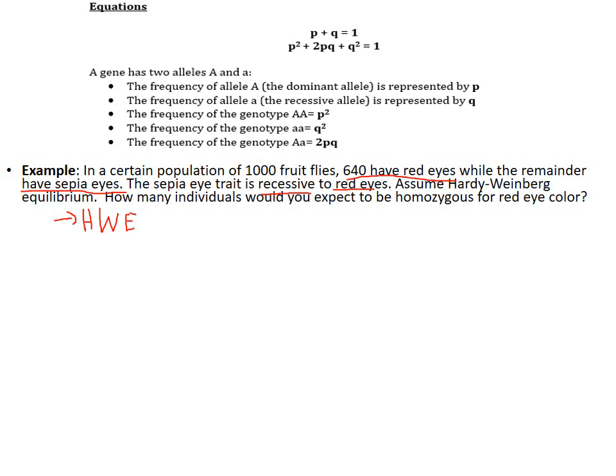Now, what do we want to figure out? We want to figure out the number of individuals that would be homozygous for red eye color. We know red eye color is going to be dominant based on the question that's told to us. So we know that red eyes need big R, big R. We want to figure out this frequency here. In other words, we want to figure out P squared. To figure out P squared, you're going to need to know what P is.